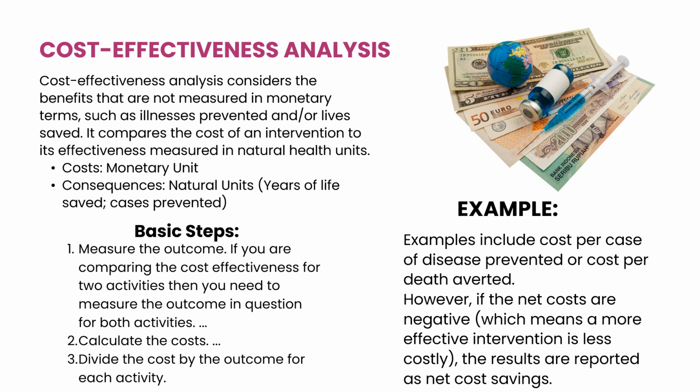An example of that would include the cost per case of disease prevented or the cost per death averted. So if you implemented some type of prevention program, what was the cost per case that prevented this disease? How many people were spared of this disease because of this prevention program? Or how many deaths were averted because of this prevention program?